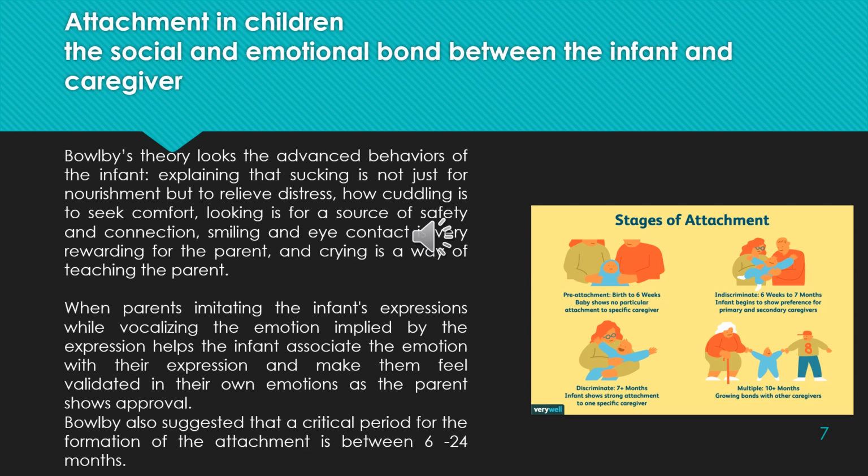We have to understand that the primary and secondary caregivers are the mother and the father for most of the cases. The third is discriminate and occurs after 7 months. The infant shows strong attachment to one specific caregiver.